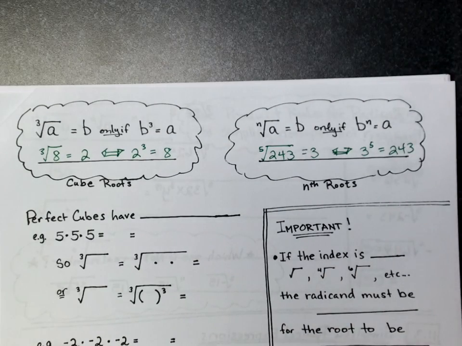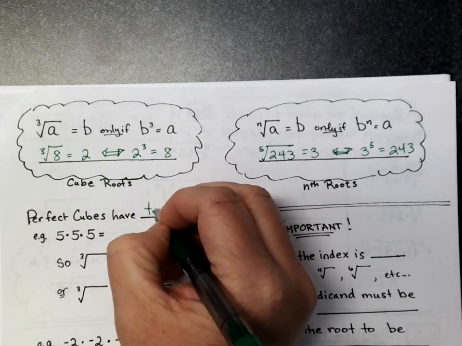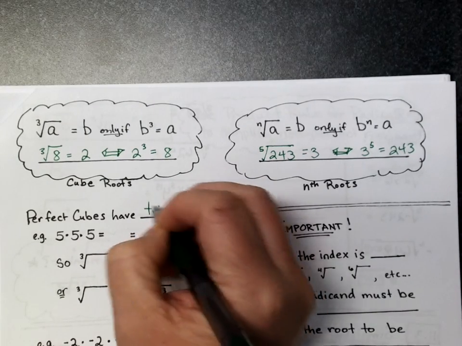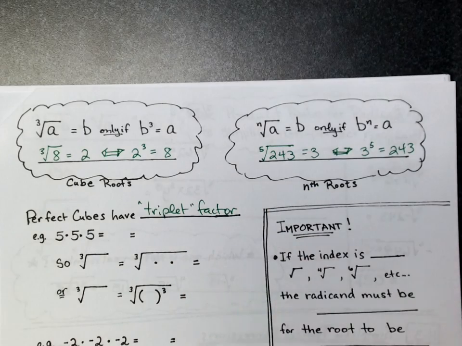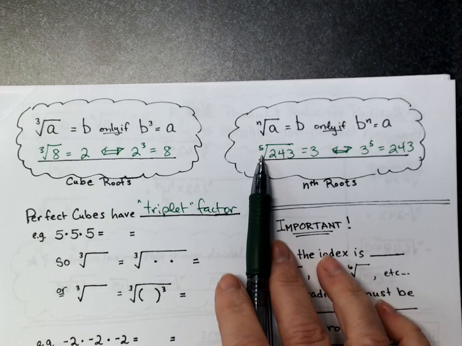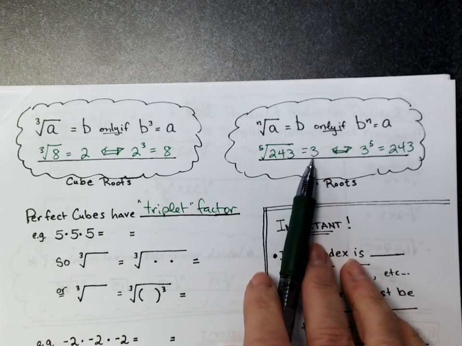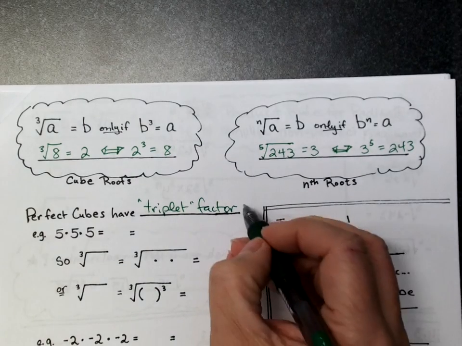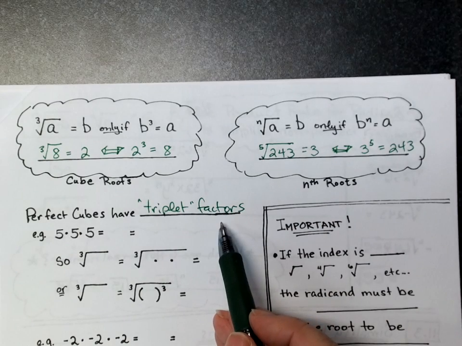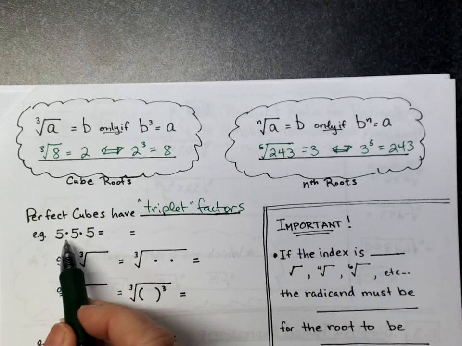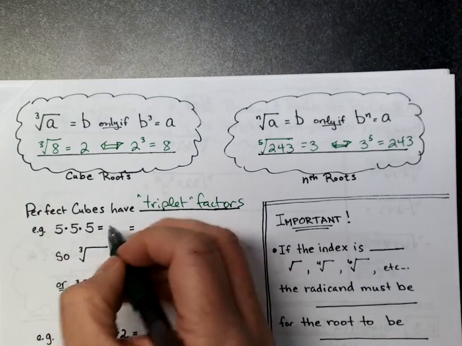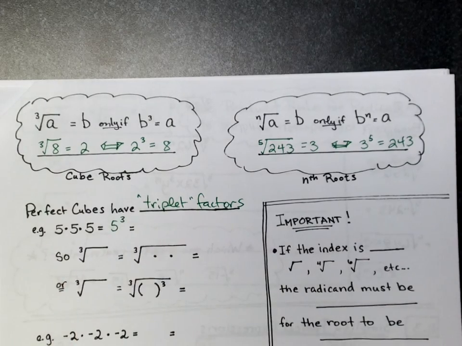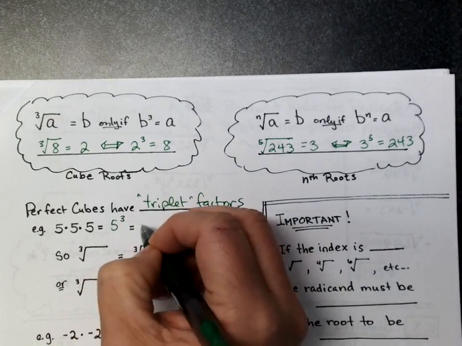As mentioned, perfect cubes have triplet factors. Of course, any higher nth roots have that many factors. Quadruplet, and this one would have quintuplet factors: 3 times 3 times 3 times 3 times 3. Just like with the square root, one of those factors is the root. So, for example, here are triplets: a number times itself 3 times, which can be written as 5 cubed. 5 times 5 times 5, 125.